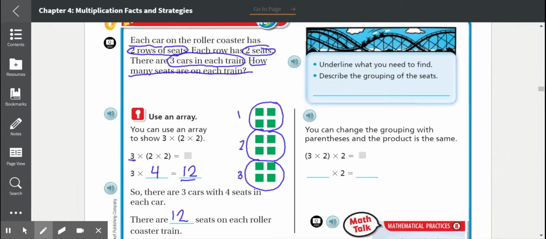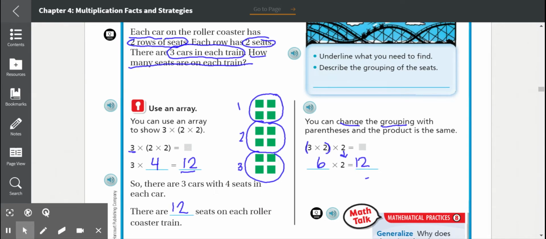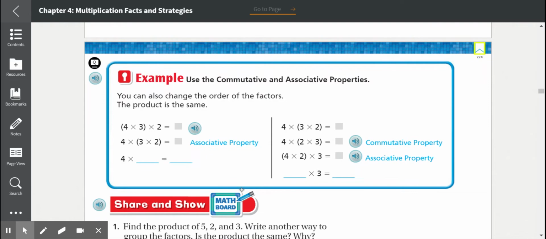Okay, we can do the same problem. 3 times 2 times 2. But we can change the grouping. So now we have the parentheses around the 3 and the 2. So now we need to do that first. 3 times 2 is 6. Here comes the 2. 6 times 2 is 12. We got the same answer. Okay, turn your page and let's keep going.